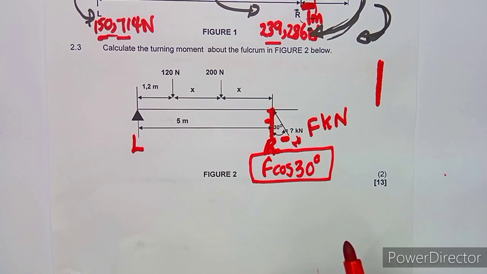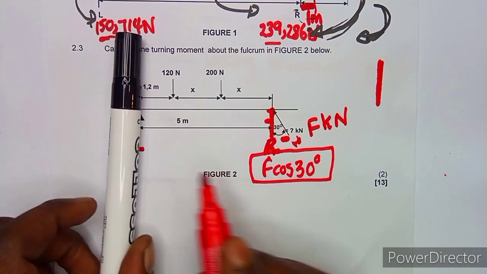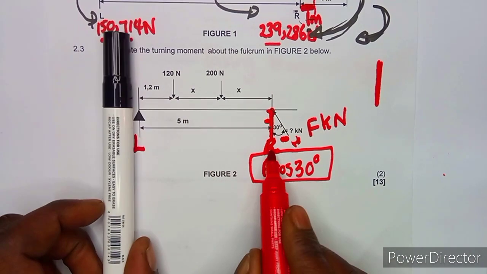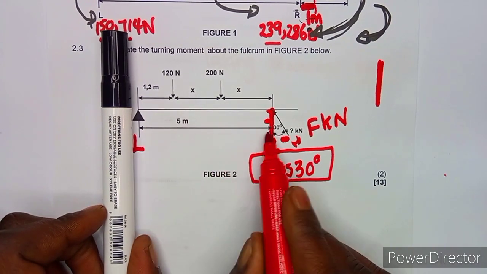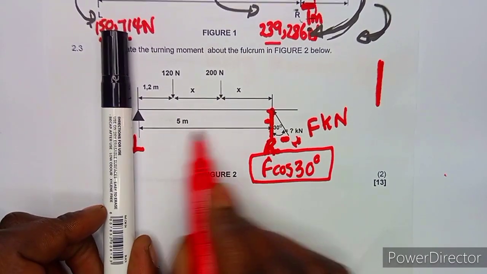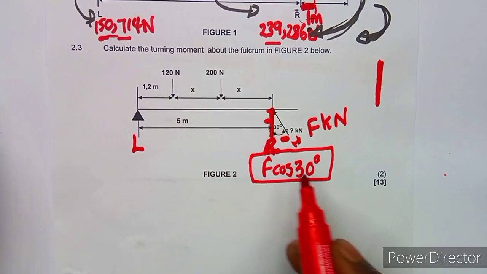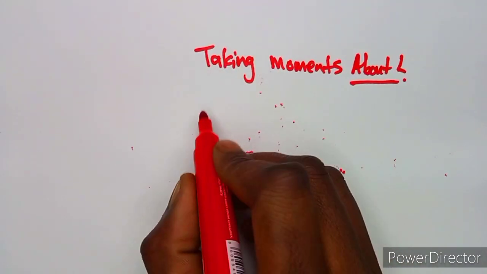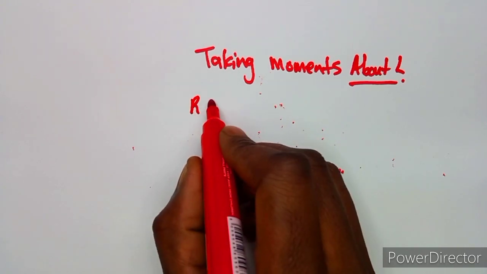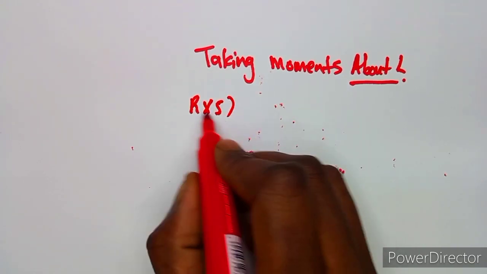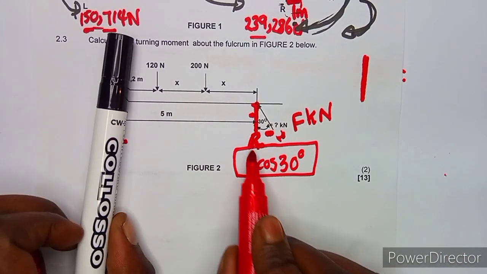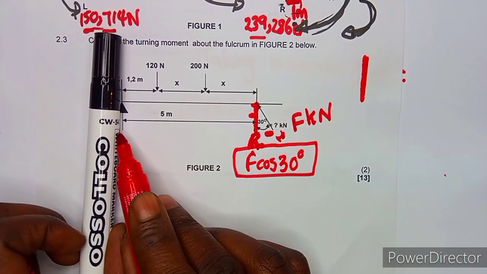So we know that, guys, we shall have our same concept, moments from L, where we are going to have this R back, which is the anti-clockwise moment, which is the force times distance. So it's supposed to be R times the distance, which is 5. So this is what we're supposed to have. We're supposed to have R times the distance of 5, like this.